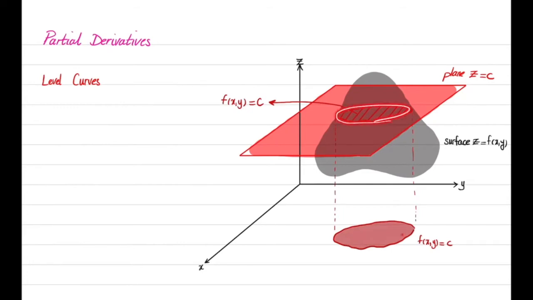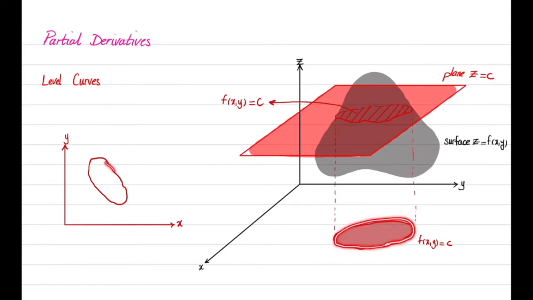These two shapes are exactly the same thing. So this curve on the plane of x and y will be here, and we call this the level curve. So this is the level curve.